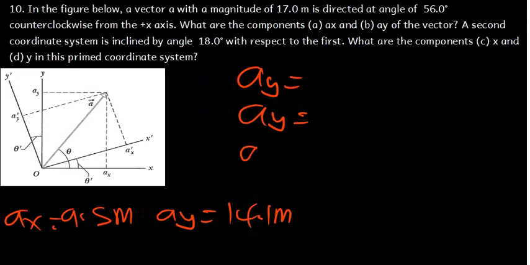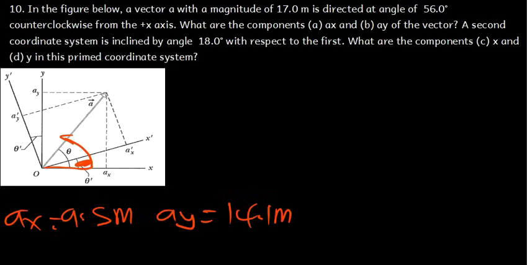Now, the second part of this question is saying a second coordinate system is inclined by an angle of 18 degrees with respect to the first one. As we can see, the second angle is now here. This is the angle they're talking about. But remember, from this point all the way to this vector, it is 56 degrees. So to get this angle only, the whole angle here is 56, so we're going to say 56 minus 18. That is going to be the angle which was inclined there.